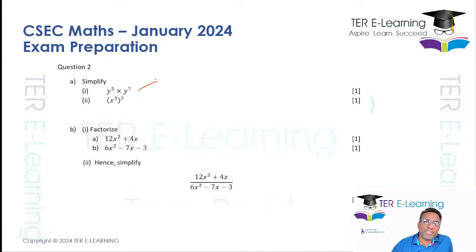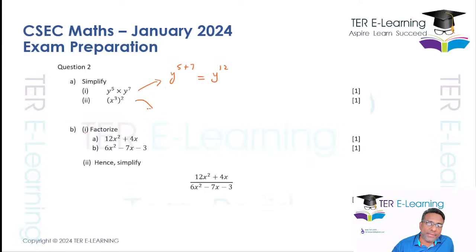So the first part here, we want to simplify this. We have y to the power 5 multiplied by y to the power 7. So we're going to have to apply our indices rules here. Once we have the same base, you're going to add your indices. So this is going to be y to the power 5 plus 7, which gives you y to the power 12. That's one of our indices rules.